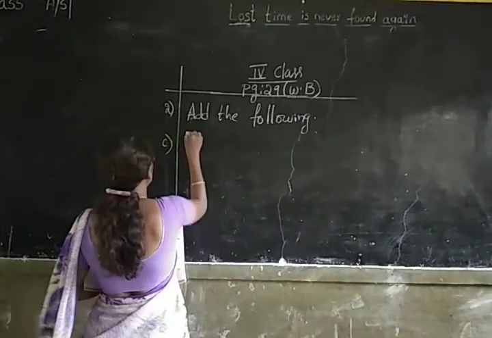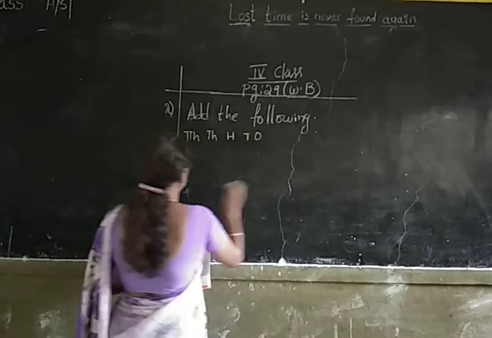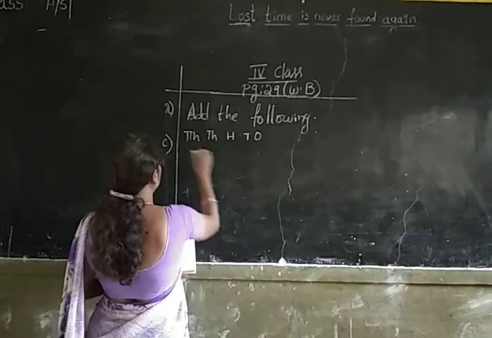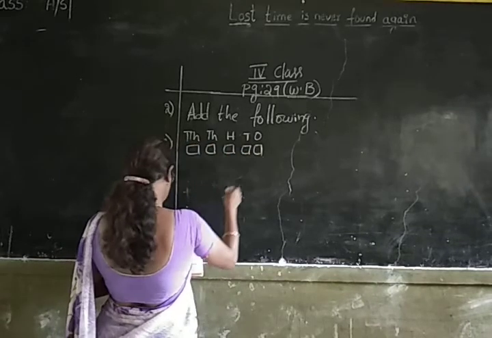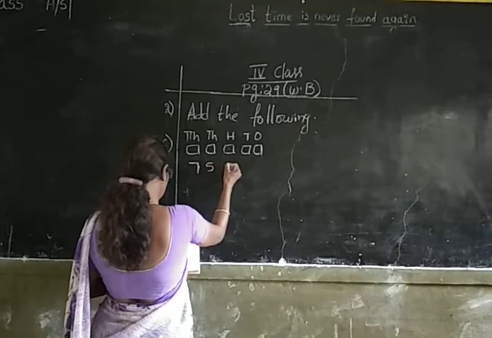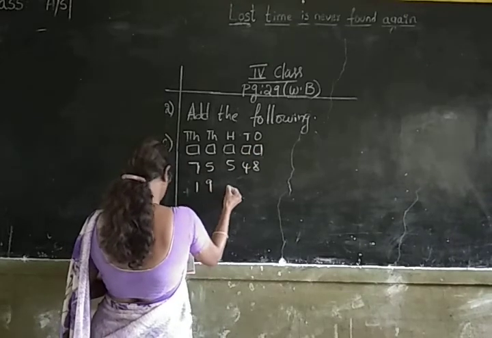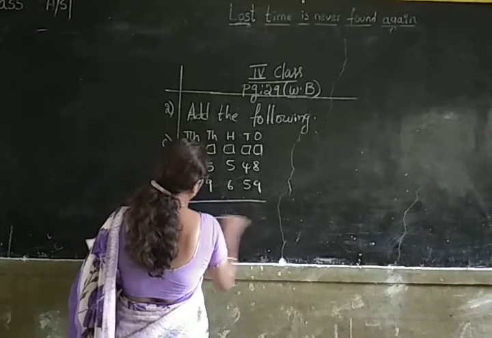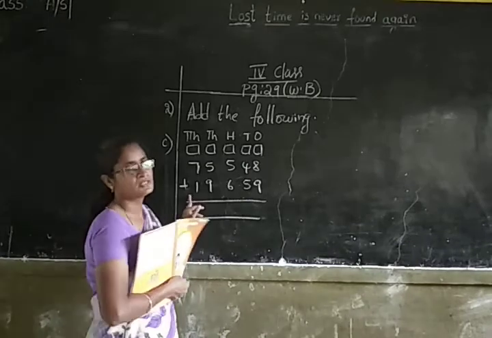First, write down the places. After that, arrange the numbers in columns. Okay. That is 75,548 plus 19,659. So after arranging the numbers in columns, you have to place the symbol for addition, which is plus.